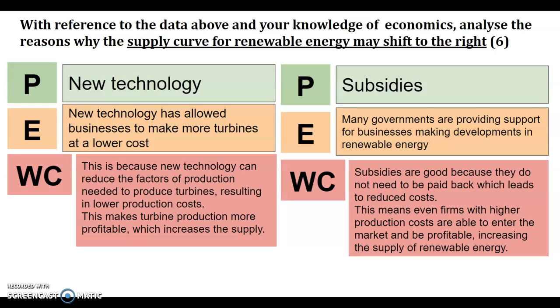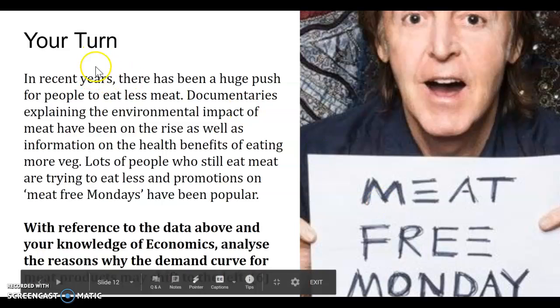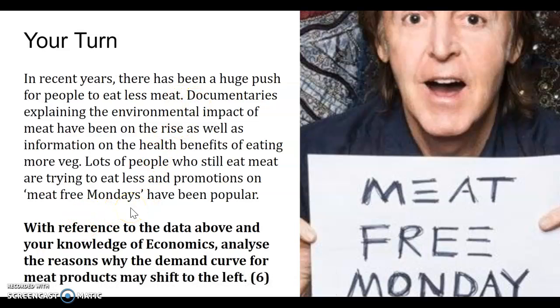So what I'm going to set you to do is an example the same. So this is one about changes in people eating meat. The question is, with reference to the data above and your knowledge of economics, analyse the reasons why the demand curve for meat products may shift to the left.